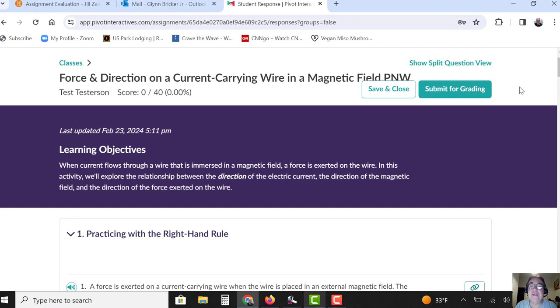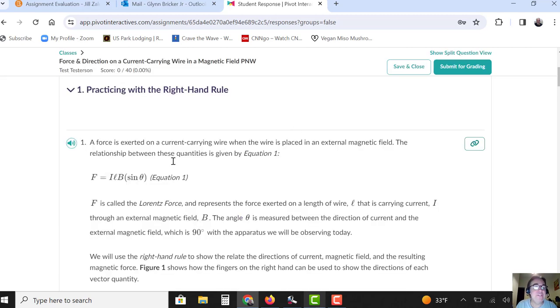Okay, so the first part again deals with figuring out the direction of the force. Here you see the equation to figure out how much the force is. The force is equal to I, which is the current. L is the length of the wire that's in the magnetic field. B is the magnetic field strength. And then the sine of theta here, that's the angle between the current and the magnetic field. In this lab, the angle is actually 90 degrees, so the sine of 90 is 1, so the sine of theta part goes away, as it says here.